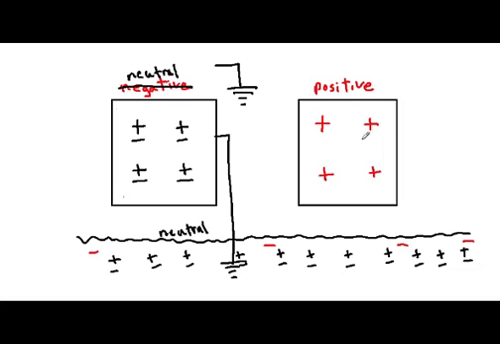Now let's talk about this item. This item has no electrons, it has 4 positives, so this is a positively charged object. If we touch it to the ground it will make the object neutral but in a different way. This time the electrons will travel up and go into the object. 4 electrons will go up here, and now this object becomes neutral.